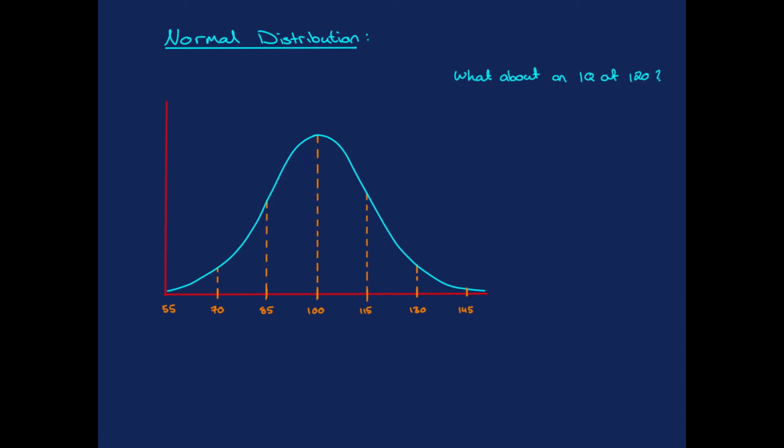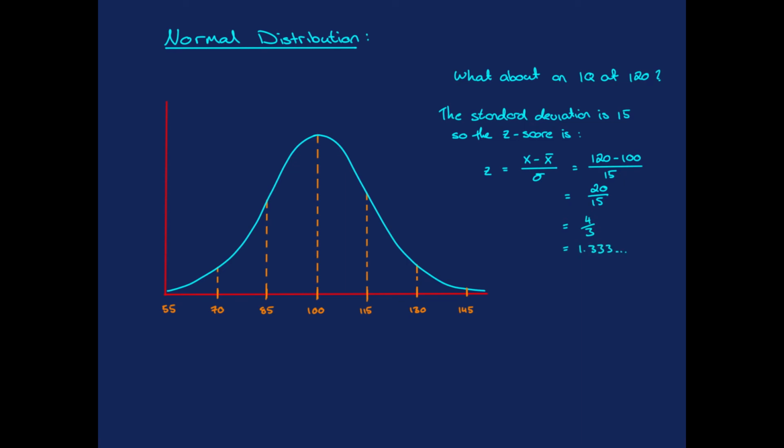Now let's take a look at a slightly more difficult question. What if we ask the same question but with an IQ of 120? The standard deviation is 15, so we can't just read off the graph like last time. So we calculate the z-score. Using the formula from earlier, we get 120, which is the score, minus the mean, which is 100, divided by the standard deviation, which is 15. This gives us 20 over 15, or simplifying, 4 over 3, which is just 1.33 recurring.